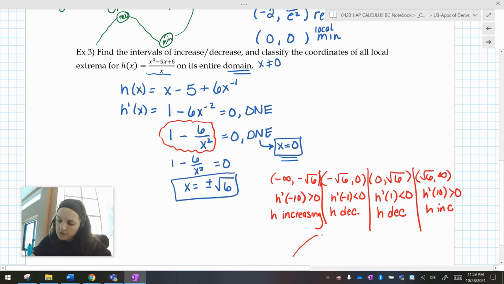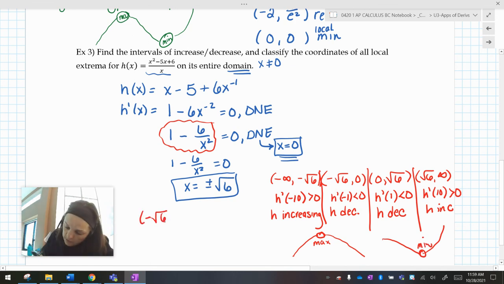So h increases and then decreases and then decreases and increases. That's going to be a maximum. This is going to be a minimum. So at the point -√6 comma something, we have a local max. And at √6 comma something, we have a local min.